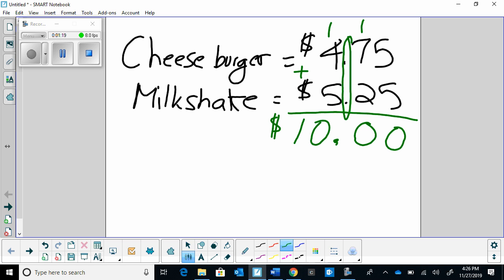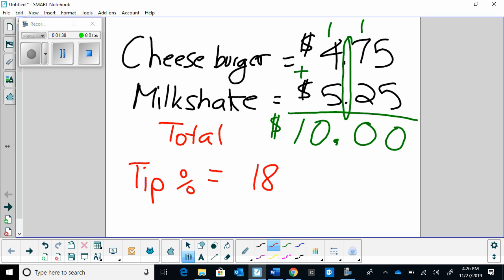So now, from that total, we need to calculate a tip percentage. So you are going to take a percentage of this amount and then add it up onto your total, so you pay even more. Okay, so now we want to calculate what's the tip percentage. Well, I'm going to say I want to tip 18% on this amount. So I need to calculate what 18% of my total is going to be.